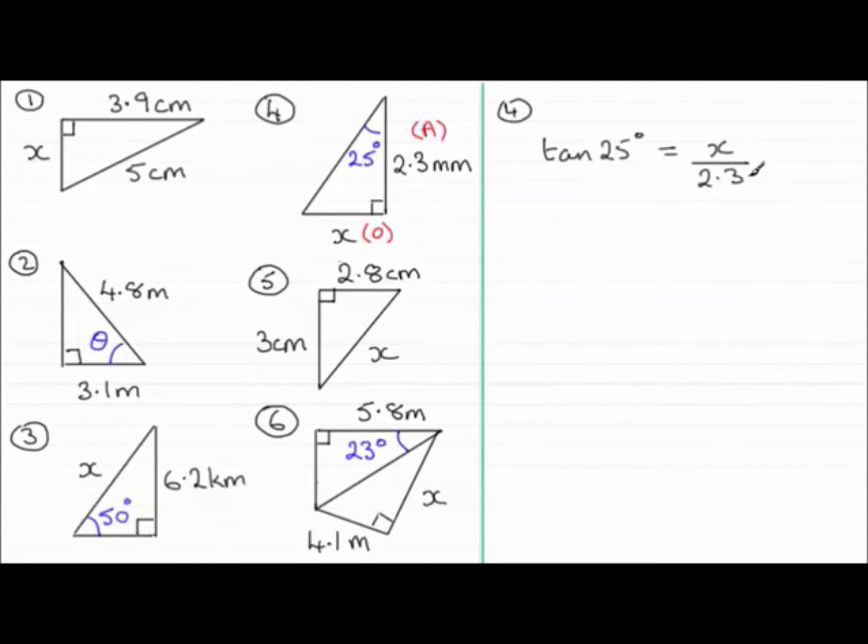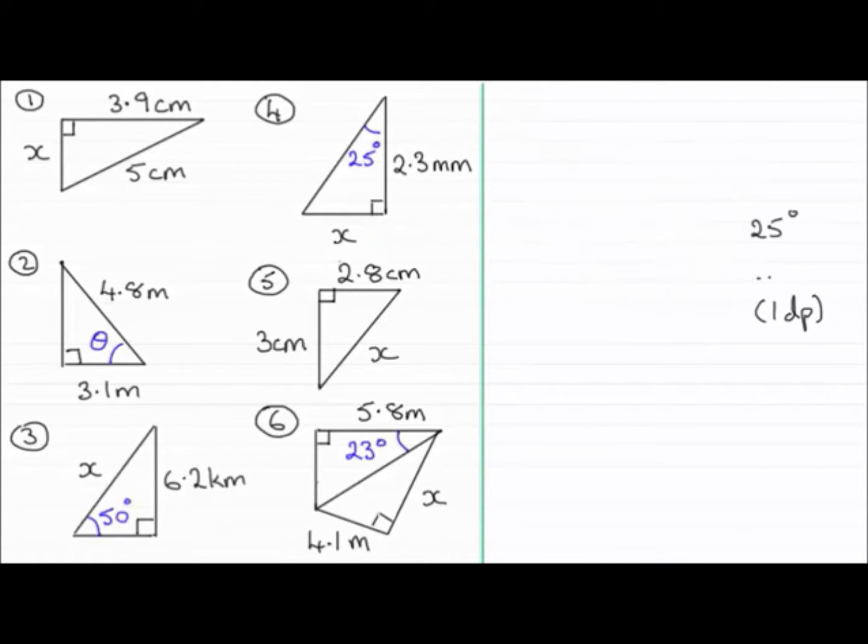So with this one, we just need to multiply both sides by 2.3, and that will give us the value of x. X equals 2.3 times tan of 25 degrees. And make sure your calculator is in degrees mode, and you should find you get x equals 1.072 and so on. And the units for this are millimeters, so to 1 decimal place this is going to be 1.1 millimeters. Okay, so that's number 4.